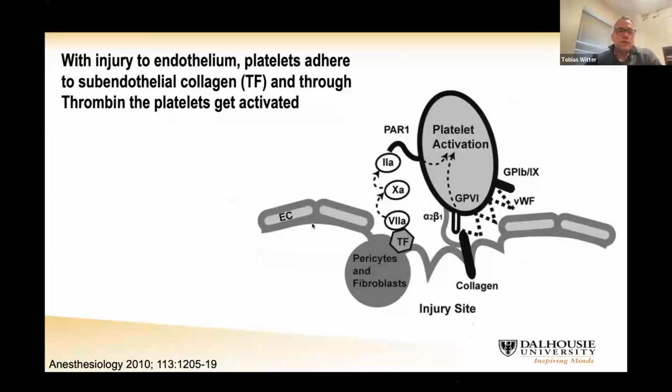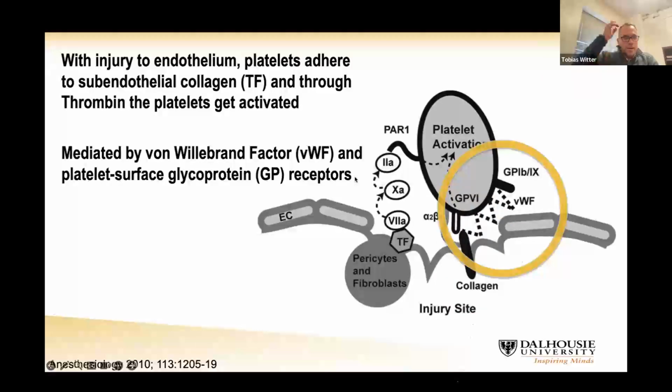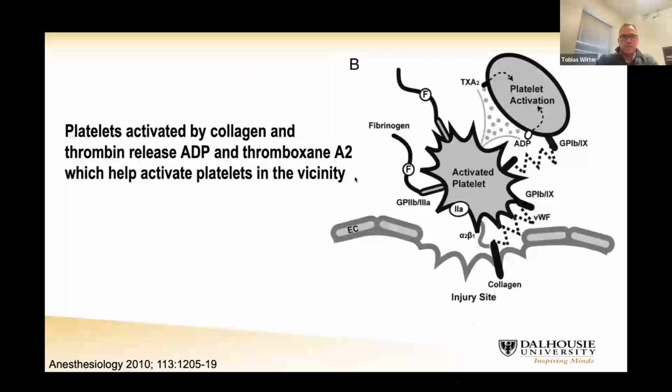In a little bit more detail, when we have an injury to the endothelium, platelets adhere to the subendothelial factors, tissue factor, and thrombin gets activated, and they activate the platelets through this chain over here. And the adherence is down here with the collagen and the platelet receptors. Then von Willebrand factor and glycoproteins on the surface of the platelets mediate further binding of the platelets to this.